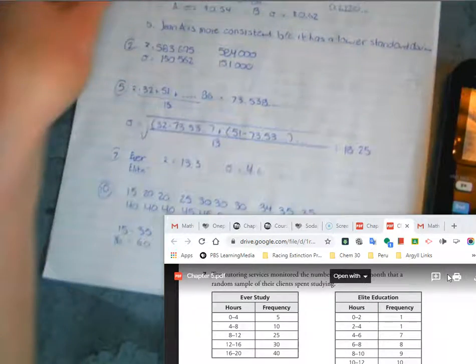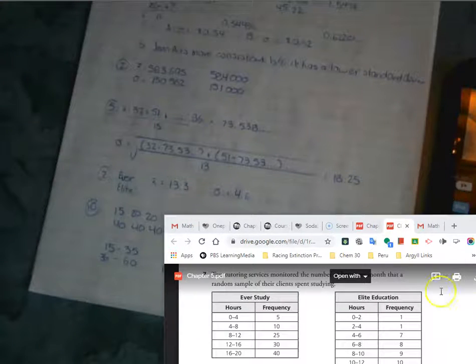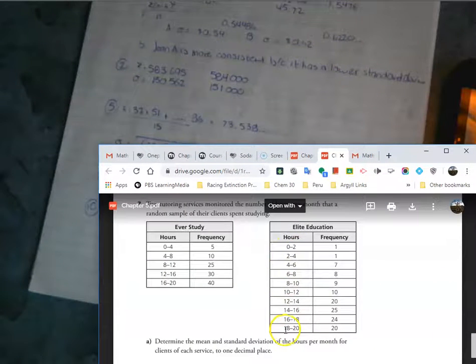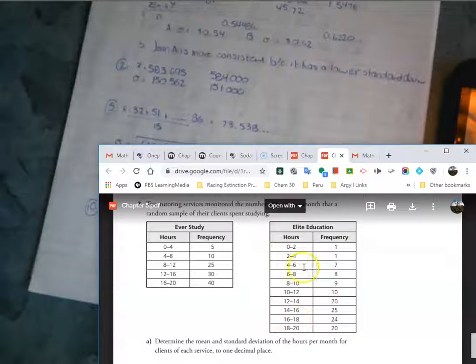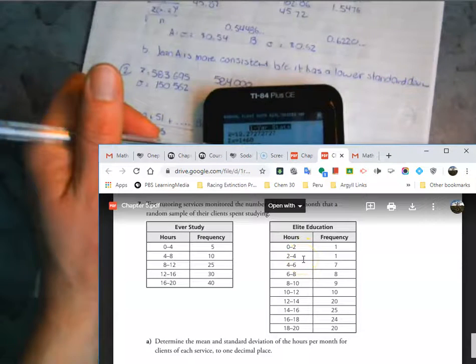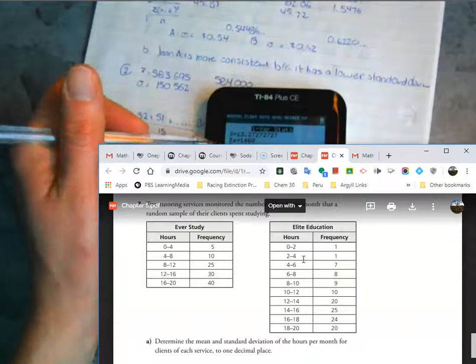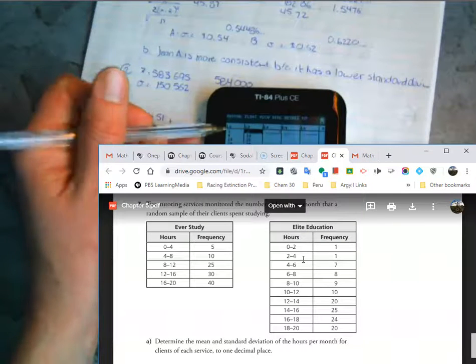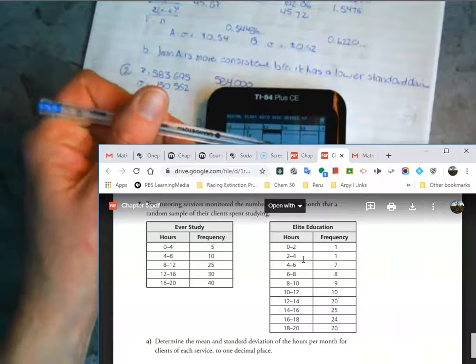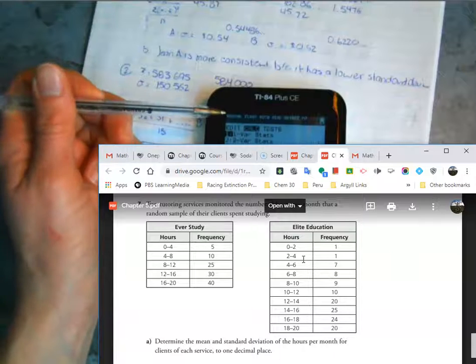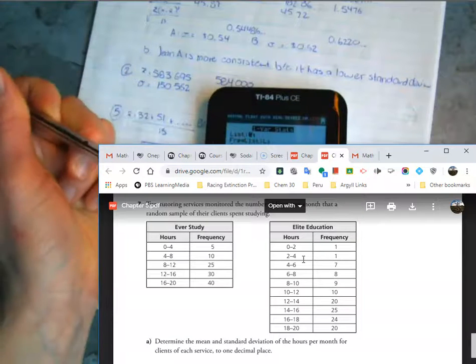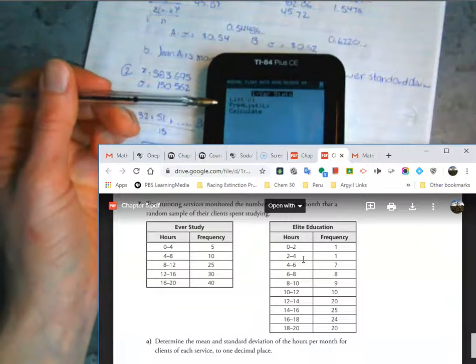You can do the exact same thing for the elite education. They have more data points, but it doesn't matter. You just go back in and fill in your list. The other thing you could do, if you wanted to keep your original list and add on the elite education, is go into stat edit and use list 3 and list 4. Then you just have to remember that when you go to stat calculate, you're going to have to change this to L3 and L4, and then you have both lists side by side.